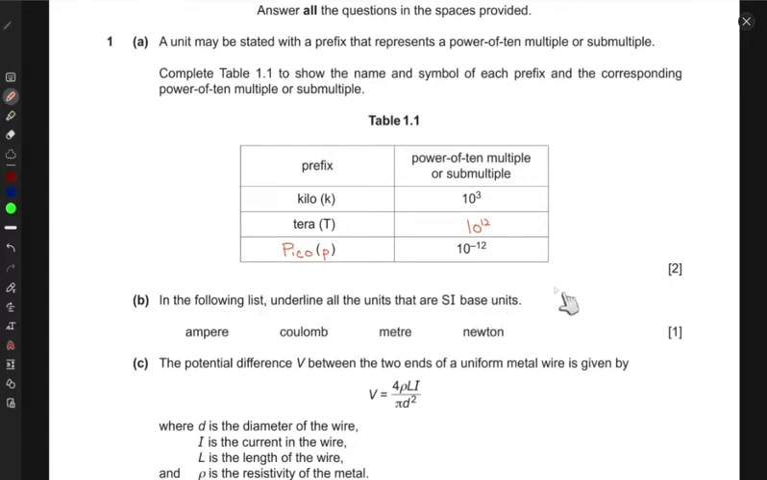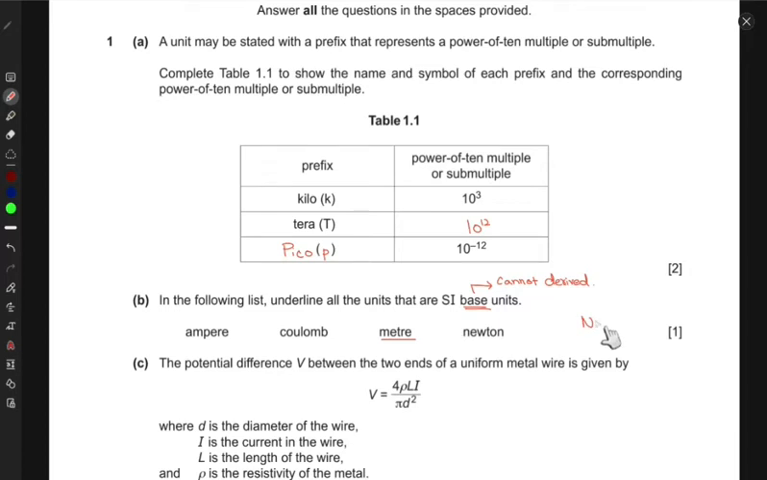Now, SI base units are those units that cannot be derived, right? Or they are not derived from other units. And those other units are base units. So they're the fundamental units. And the fundamental units are, here we have ampere, coulomb, metre, Newton. Now we know metre is a unit for displacement or distance, and it's defined as the SI unit. So that's one of your SI base units.